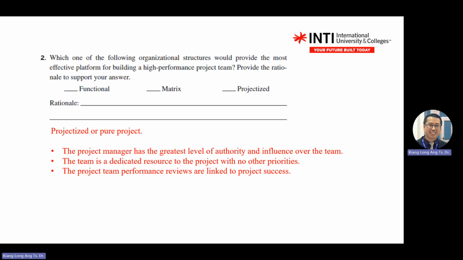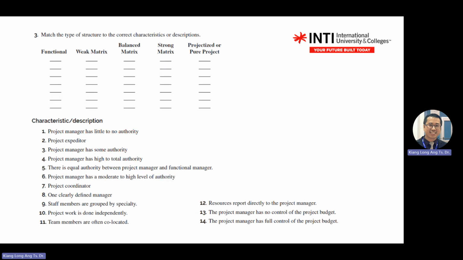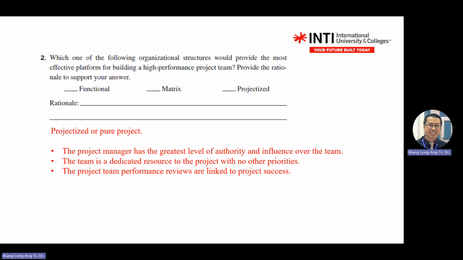So pure project: the PM has the greatest authority. Team delegates to the projects rather than the functional group. PM performance review is linked to the project success. Project team performance review and so on. There are lots of advantages and disadvantages in the PowerPoint slides and also in the handbook. Again, it's normally advantages, disadvantages, or reason. Usually we ask for three points. So you elaborate.